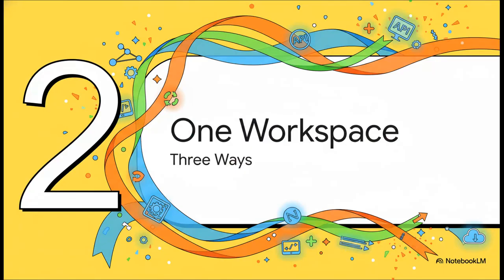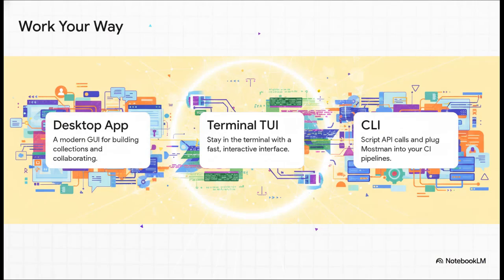So how does it actually unify your team? Well, Mostman is built on this really smart core philosophy. One workspace, three ways. Because they get that not everyone on a team works the same way. And the approach is just so simple, but powerful. First, you get a beautiful modern desktop app for anyone who loves a great UI. Then, for all you keyboard-first developers, there's a super fast terminal TUI, so you never have to leave your comfort zone. And finally, for automation, a powerful CLI to script all your API calls and plug it right into your CI/CD pipelines. But here's the crucial part. It's all connected to the exact same workspace.